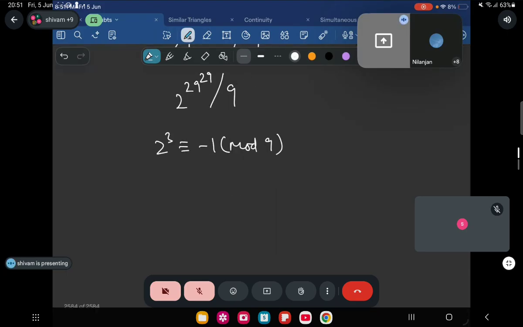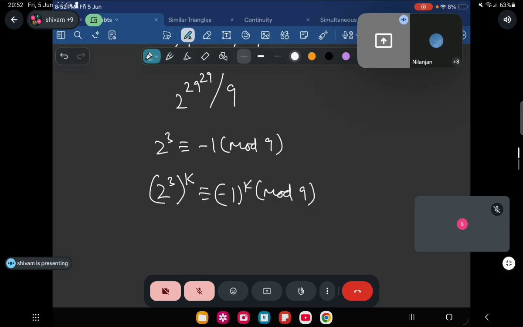Now we need to raise the power by something so that we can get close to 29 to the power 29, but not exactly 29 to the power 29, right? 2 to the power 3 whole to the power k, where 3k is very close to 29 to the power 29, is congruent to minus 1 whole to the power k mod 9. Right?